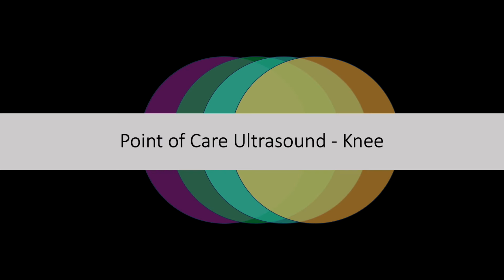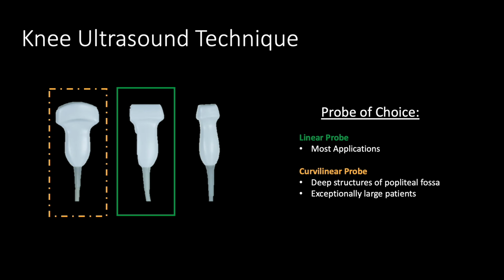So let's jump on to the knee. Ultrasound of the knee is something that I do use pretty routinely in clinic, and there are some pretty cool views that you can get here, which we'll dive into in more detail. Most commonly, we're going to be using the linear probe for the knee, although every now and then in larger patients, or if you're looking at deeper structures of the popliteal fossa, you may want to utilize the curvilinear probe.